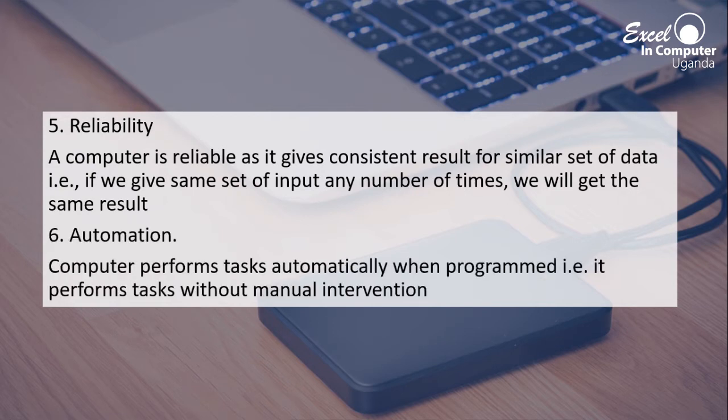Automation. A computer performs tasks automatically when programmed, i.e. it performs tasks without manual intervention. For example, if you needed a system that will do some calculations for you, you just give it the digits, then it does the rest for you. So it doesn't need you to sit down and work on it again, but it does that automatically.